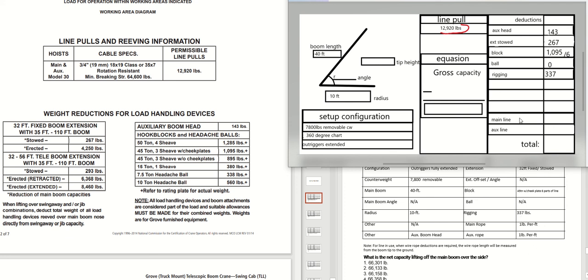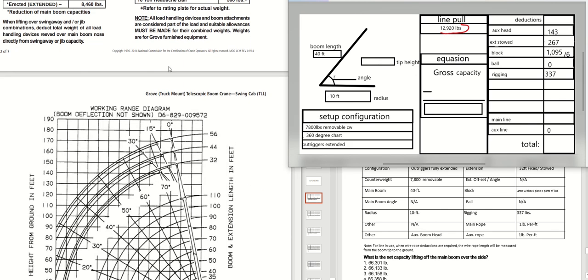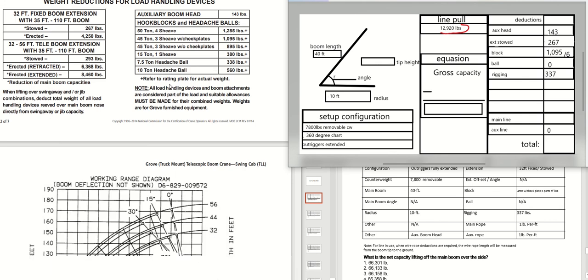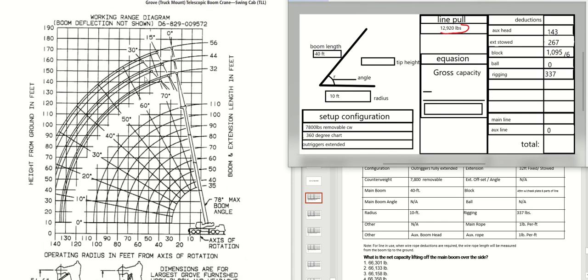Now we have our main line and our auxiliary line. We do not know how much we're going to have. We do know for a fact that we don't have an auxiliary line, so that's going to be a big fat 0 right there. We do not know for a main line. What we're going to do is go find our tip height next, and then from there we're going to find what load chart we need to do. So what we're doing is progressing through this load chart so we don't have to go back, because we're done with all our deductions now that we can put in. So we're going to move on to our range diagram here.